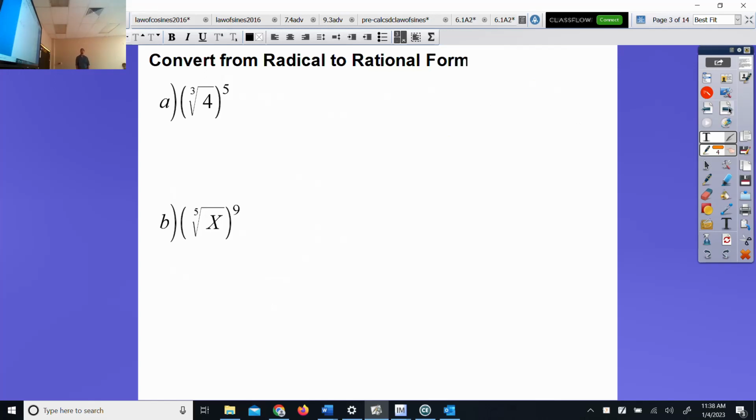Try to do this. All right, the other way around, converting from radical to rational. Same rule, just read the rule from right to left. I'll write the rule down again, so we have it right up here in front of the board and we can see it. Rule is x to the p over r is the rth root of x to the p.